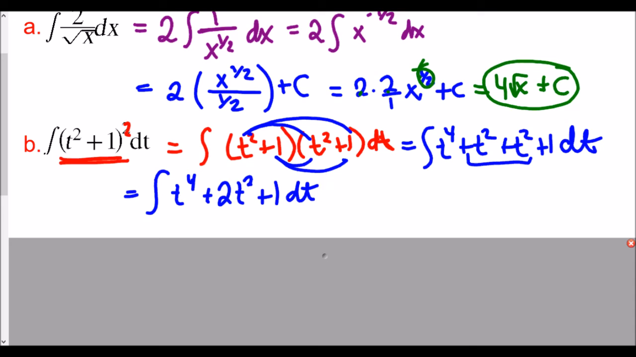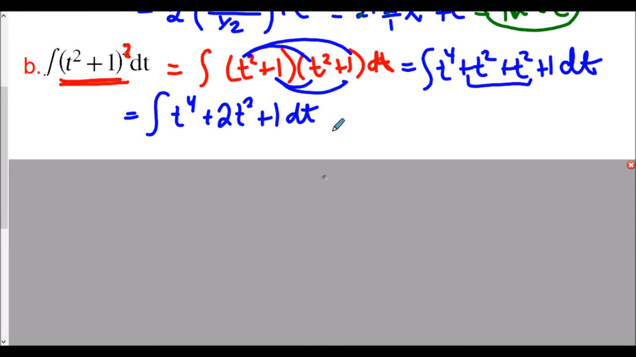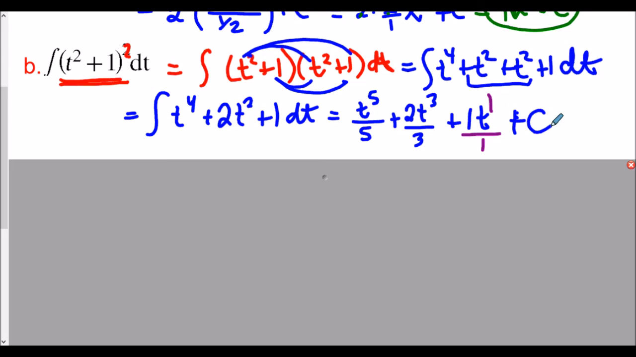So now we can actually integrate this, and we just go through and add 1 to the exponent and divide. So we have t to the 5th over 5 plus 2t, add 1, we'd have cubed over 3 plus 1, t to the 1st. 1 over 1. And that's the end of the line, so we have plus c.